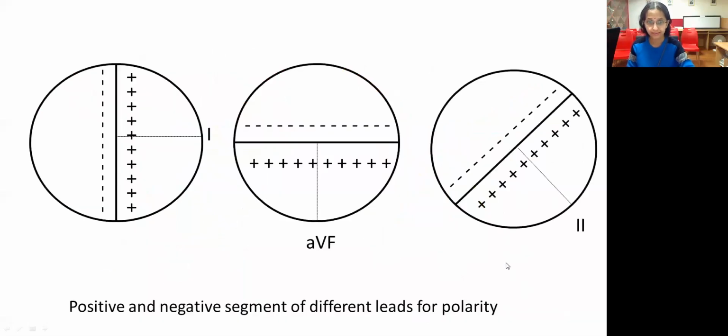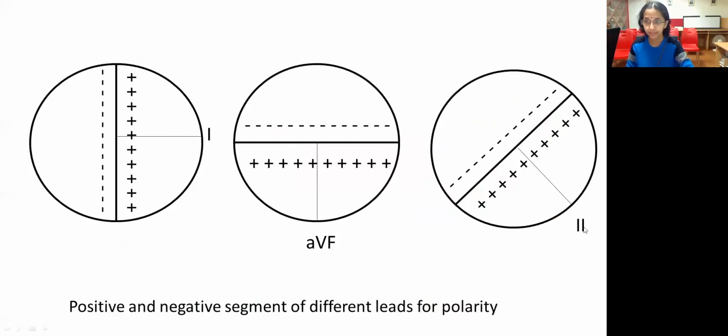So based on that, we can understand that every lead has a positive and a negative segment to define its polarity. For example, lead 1 is at 0 degrees. That means that everything which comes in this hemisphere is positive and whatever comes in this hemisphere is negative. Similarly, if you take lead AVF, which is at plus 90 degrees, whatever comes in the lower half quadrant is positive for AVF and whatever comes in the upper half quadrant is negative for AVF.